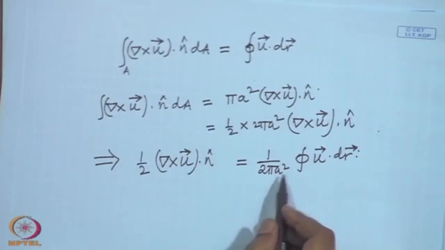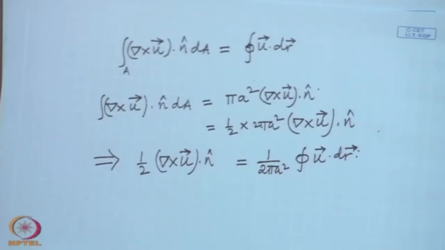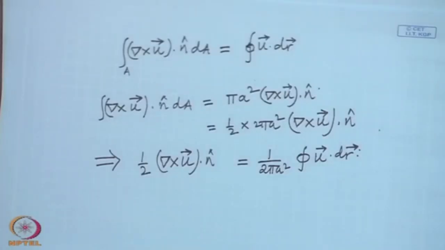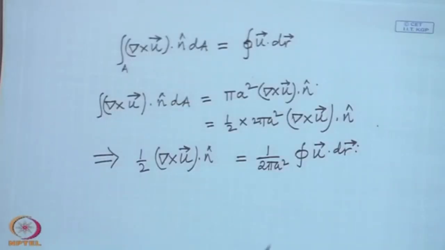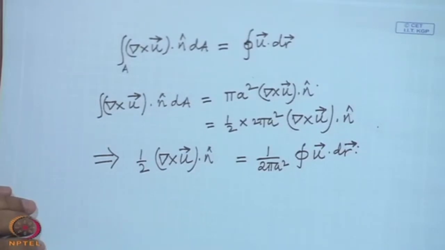Out of this A square, leave 1 A, what is the rest? No, that is 2 pi A, the circumference, including this integration. The integration divided by 2 pi A, what is it? See, what is u, this integration? This integration is the total velocity over the path that we are dividing by the circumference. So, that is velocity averaged over the circumference.